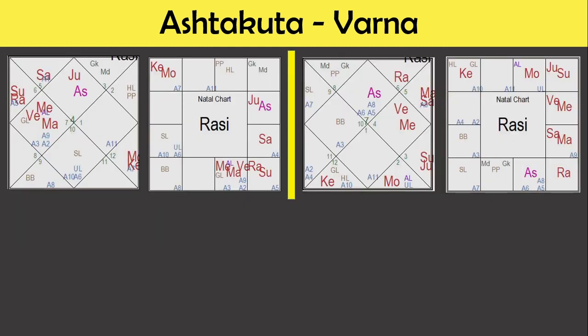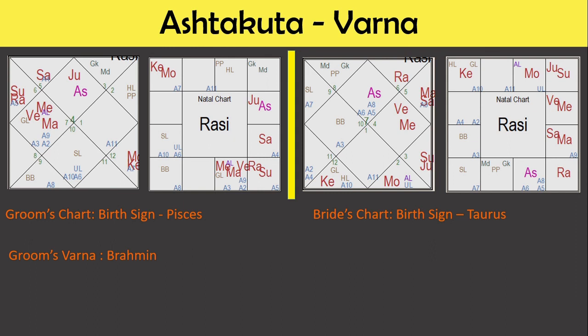Let's take an example. On the left hand side, we have the groom's chart and the birth sign is Pisces. And on the right hand side, we have the bride's chart and the birth sign is Taurus. As Pisces is a watery sign, the groom's varna will be Brahmin. And as Taurus is an earthy sign, the bride's varna will be Vaisya. As the groom's varna order is higher than the bride's varna order, the guna will be 1. Simple.